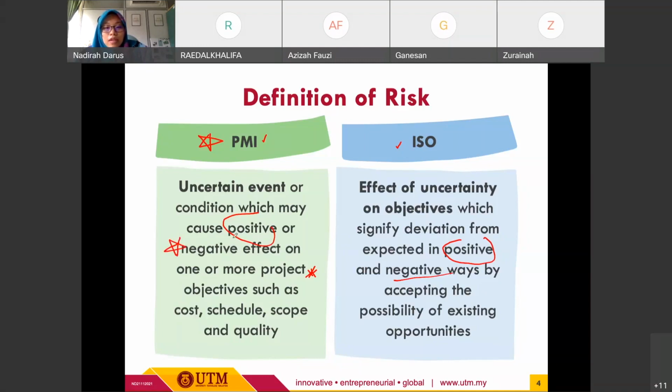Because if we have a negative effect on the project objective, it will cause several potential issues or problems, such as delay in construction works, and sometimes the contractor needs to bear the over budget issue. So that's why we need to properly define the risk and know how we want to control the risk in producing the cost estimation.